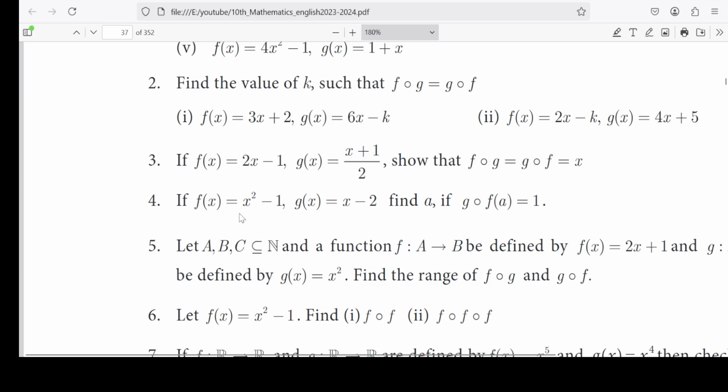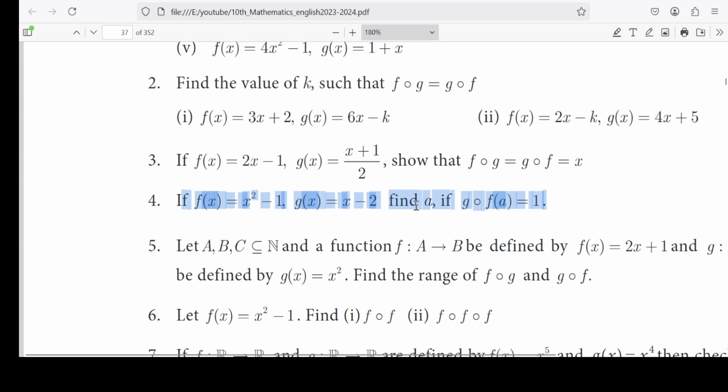Now we can see the question, the fourth one. If f of x equals x square minus 1, g of x equals x minus 2, find a if g of f of a equals 1. Here f of x is given, g of x is given, and g of f of a equals 1. We need to find out the value of a.